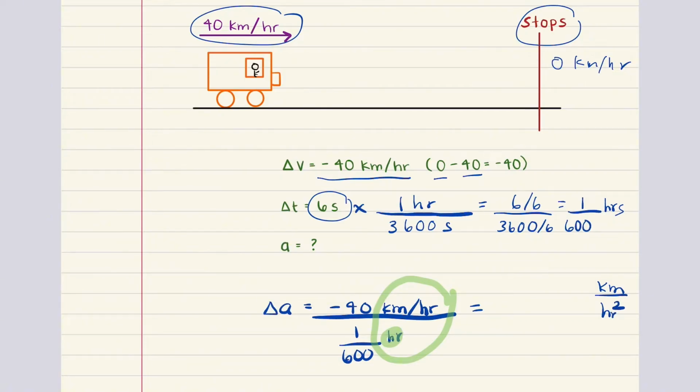Now let's focus on the math. In the numerator, we have negative 40, and then we're dividing that by 1 over 600. In other words, we're multiplying by 600. So negative 40 multiplied by 600 is going to be equal to negative 24,000, and our units are kilometers per hour squared. Negative 24,000 kilometers per hour squared.